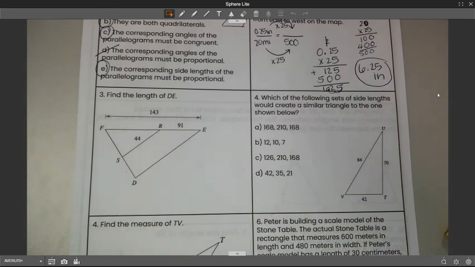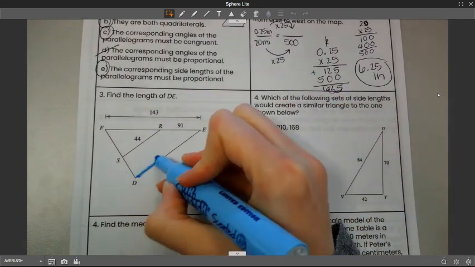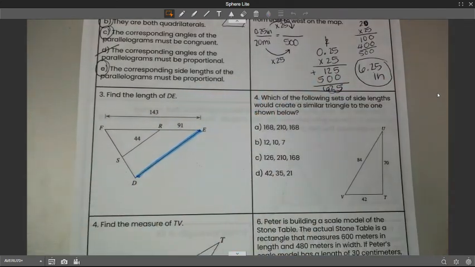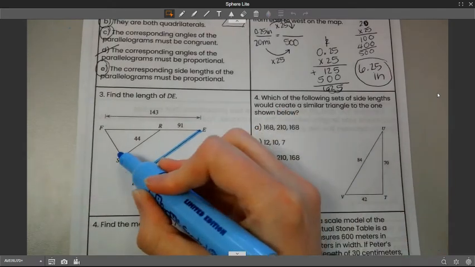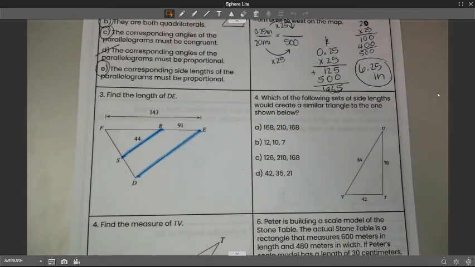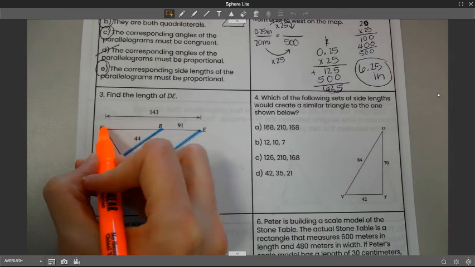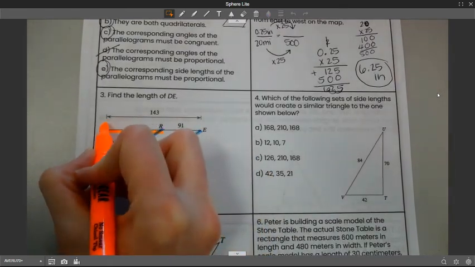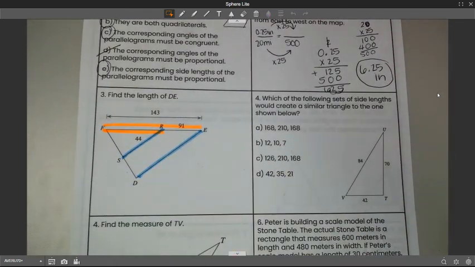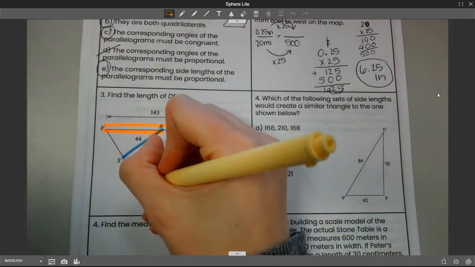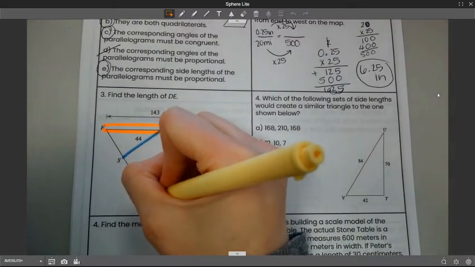Okay, find the length of DE. So DE is down here at the bottom. Okay, so DE is that bottom. So it's going to match with SR because that's the bottom of the smaller triangle. And then over here, we have our side length FR that is going to match with the whole side length FE. Okay.